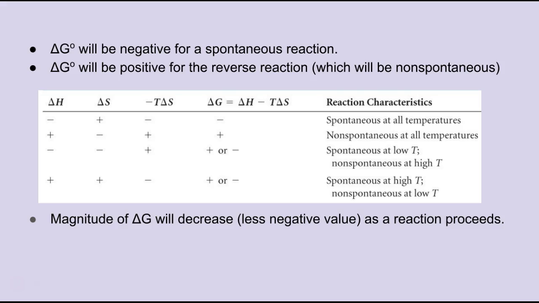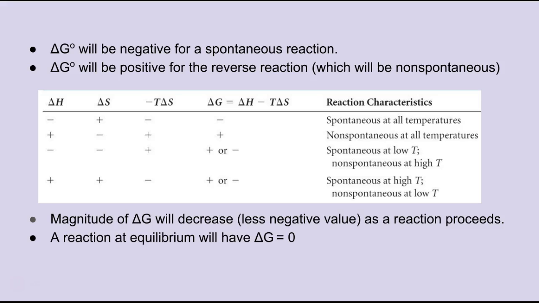So the magnitude of delta G will decrease as a reaction proceeds. So that means it's getting less negative, because that delta G value is in reference to the energy available to do work. So, the value will approach zero and become zero once the system hits equilibrium. But again, the important thing is that delta G will decrease and become less negative as the reaction proceeds.